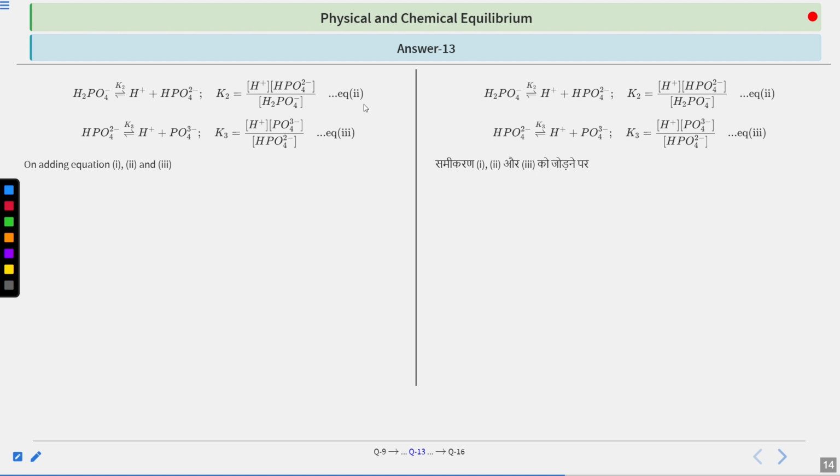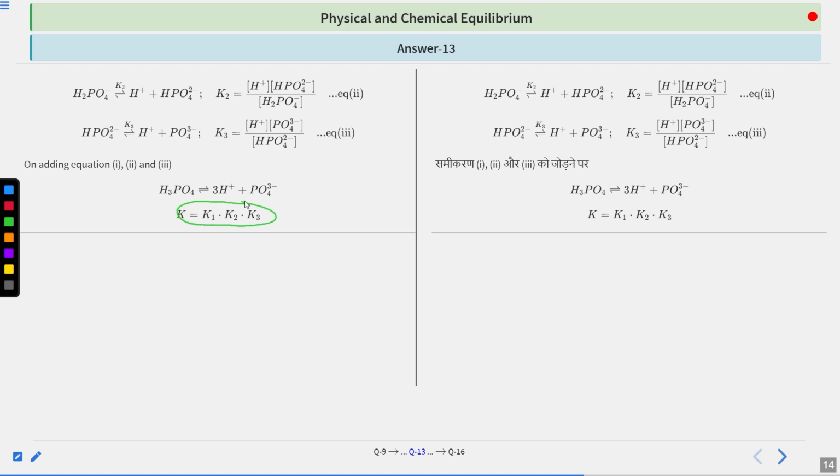Now, if you add these three equations, we will get the ultimate equation which we are searching for. While adding the equations, what will happen to the equilibrium constant? The equilibrium constant will be multiplied. So whenever we add the equations, the equilibrium constants get multiplied. When we subtract them, the equilibrium constants get divided.